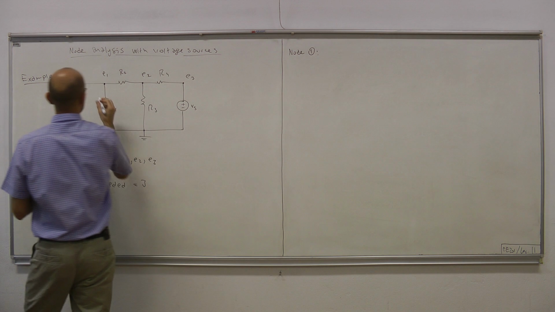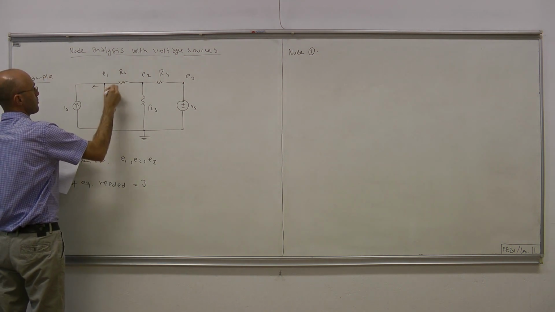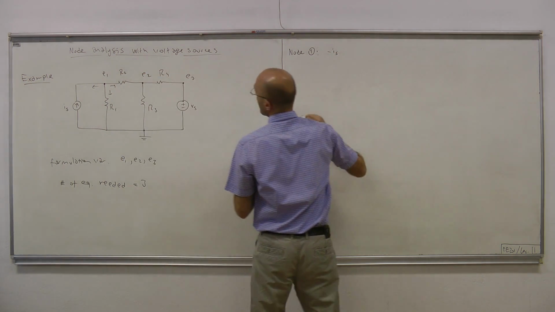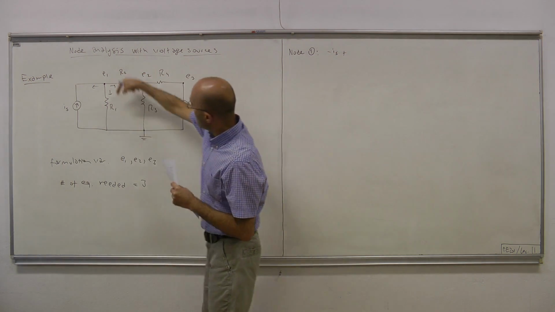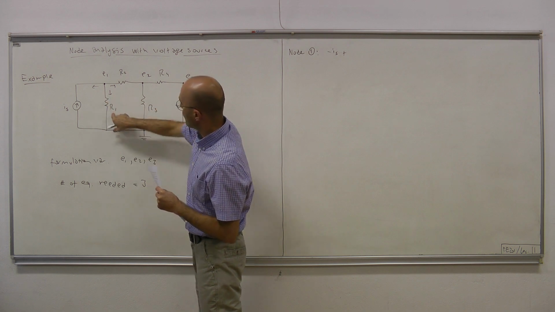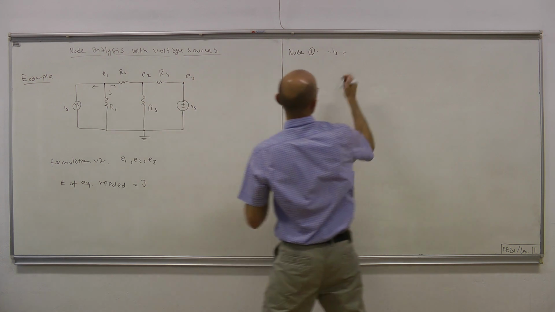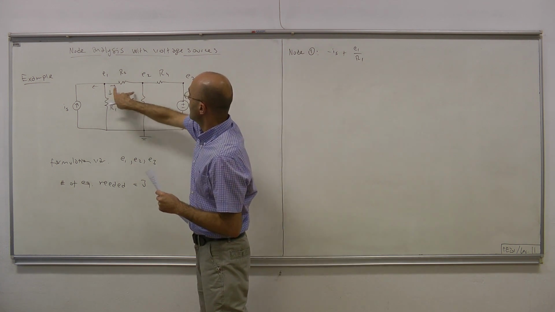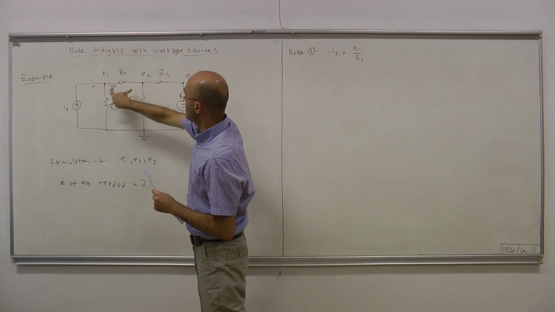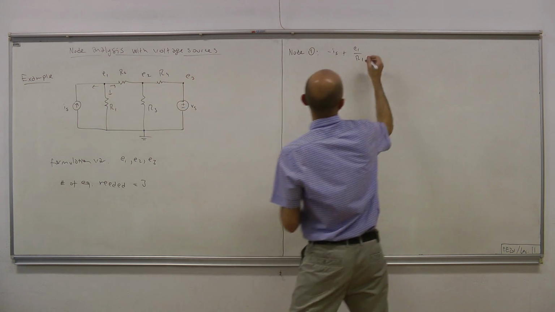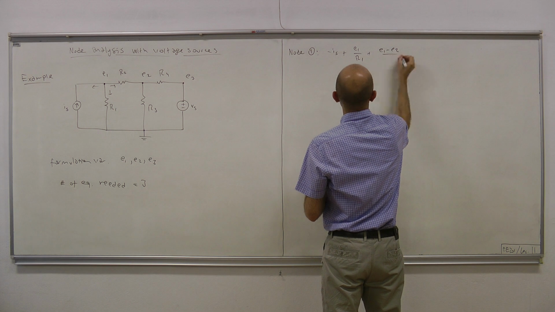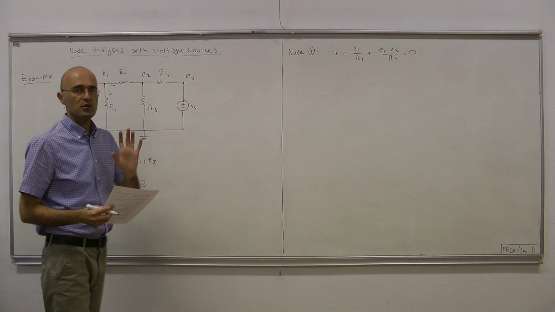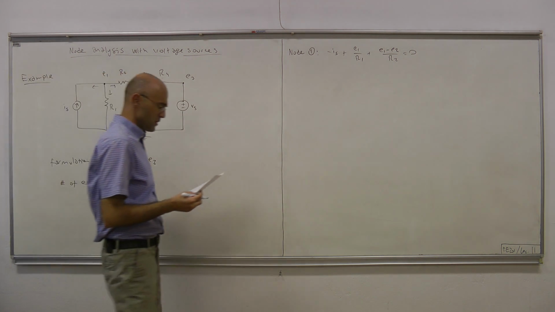Node 1: this current plus that current equals 0. This current is minus IS. Plus this current is this voltage over R1, and this voltage is E1. And this current is this voltage over R2, minus that voltage, which is E1 minus E2, over R2. By KCL, that must equal 0. So there's no problem with the first equation.